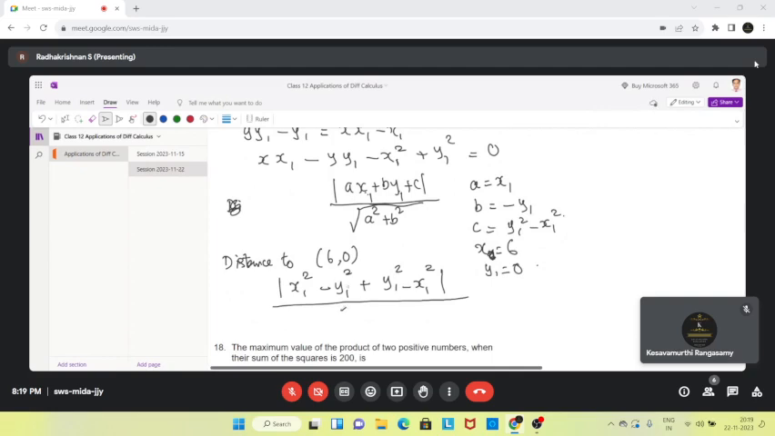This is the equation of the line, and this is the point 6, 0. That means you have to substitute x equal to 6. So can you see? You have to substitute this x equal to 6. That means this term will be 6x1.